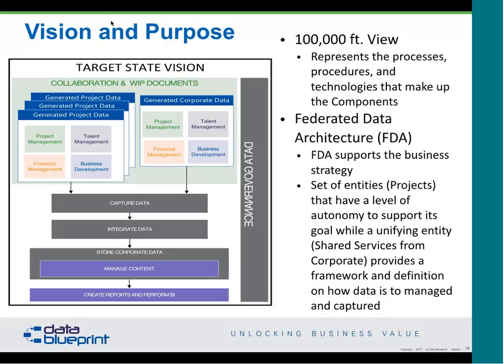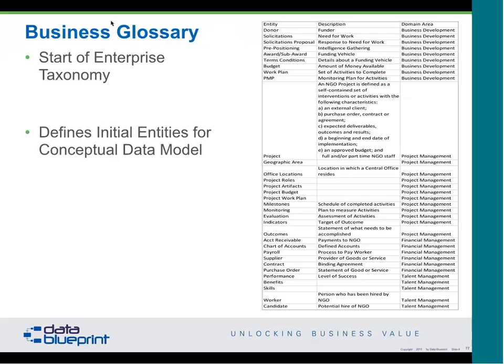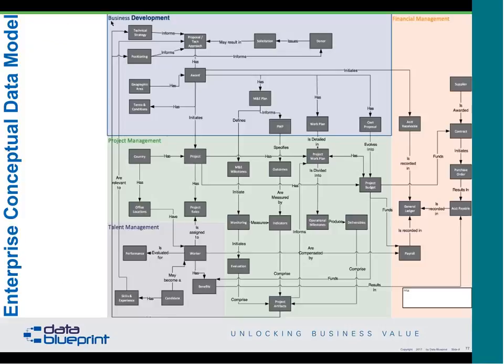And then the next thing we built was the business glossary, or the start of the enterprise taxonomy. Back to that project example, it's really important to have vocabulary aligned across the business to be able to understand and communicate with the business. This business glossary also helped us define initial entities for a conceptual data model. And last and probably most important, it helped IT engage with the business to validate the entities and provide meaningful business definitions. We expect everybody to read that, right?